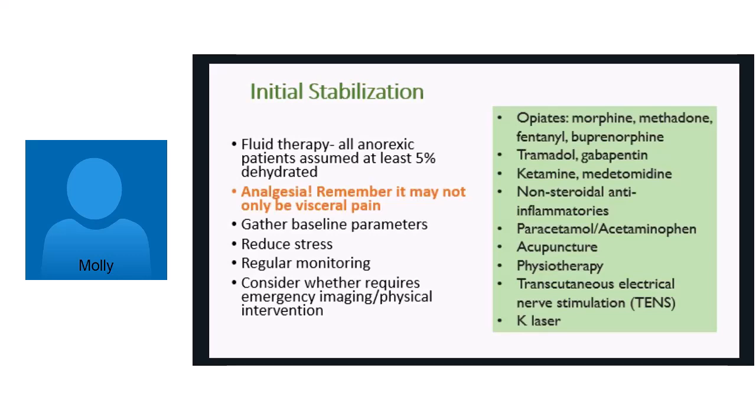We gather the baseline parameters, so that might be additional things like repeated core temperature, repeated blood glucose, it may well be repeated heart rate and respiratory rate. It may be a Grimace scale pain score. And we reduce the stress of these guys. We keep them with their bonded companions if there is one, and we try and keep them away from predatory species in an area where it's quiet, but open enough that I can still monitor them properly. And then we consider whether we require emergency imaging or physical intervention.